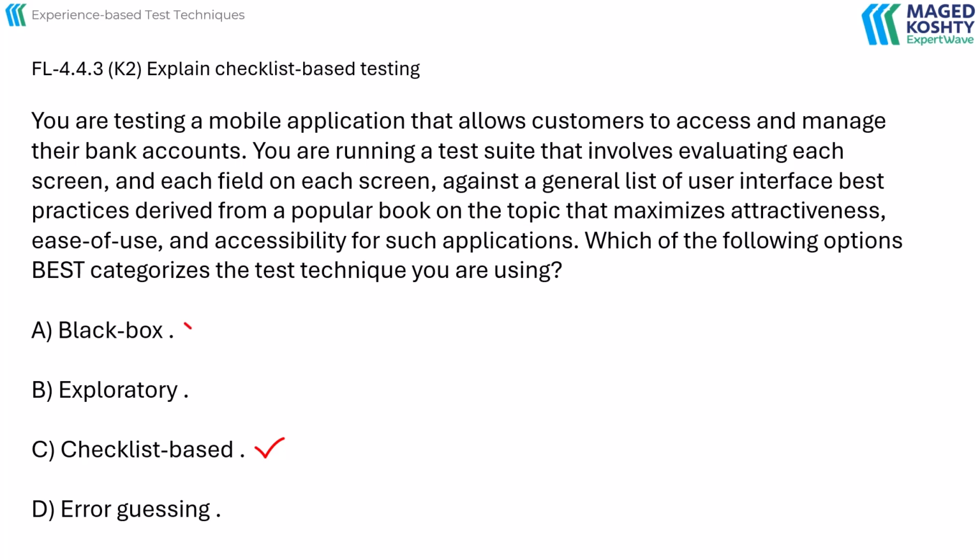It's not a black box, as the book used or the user interface list doesn't describe the behavior of our software. B. Exploratory. This is tempting and could be confusing, as the list of test conditions could be considered the test charter used in exploratory testing. If we didn't have checklist-based as an option, I would have chosen this one. We are looking for the best answer, you know.